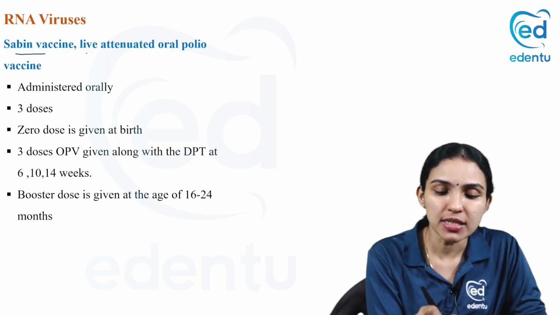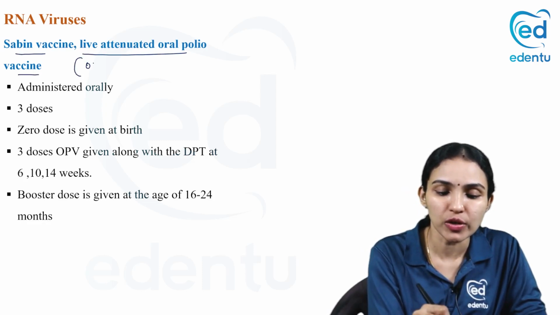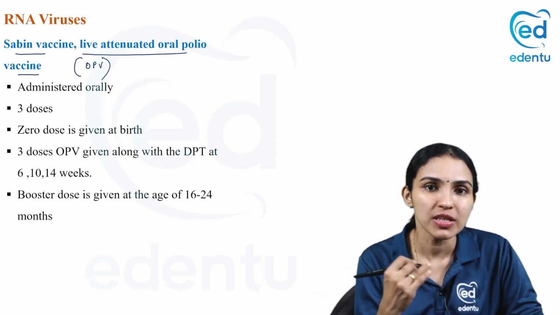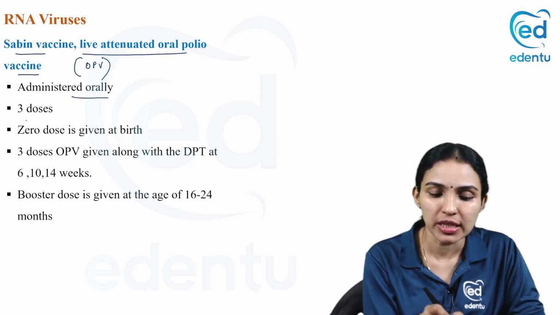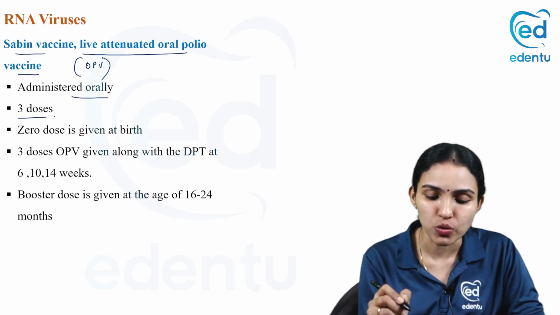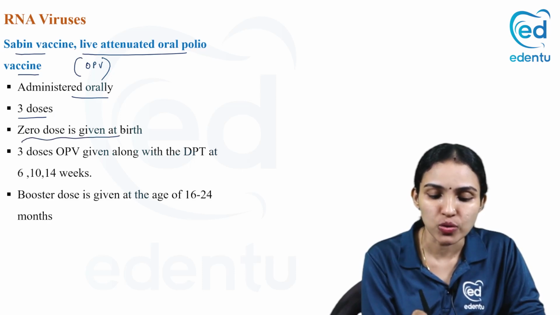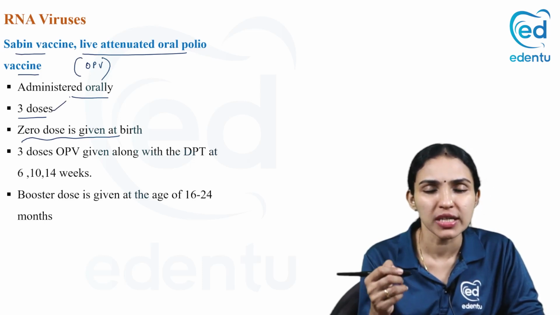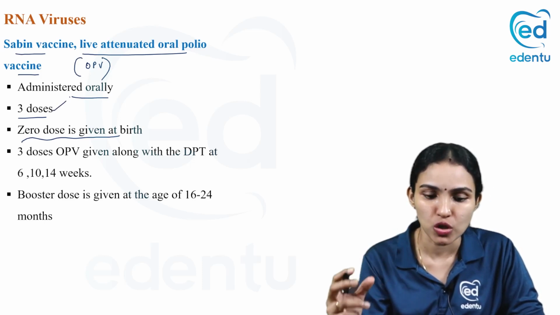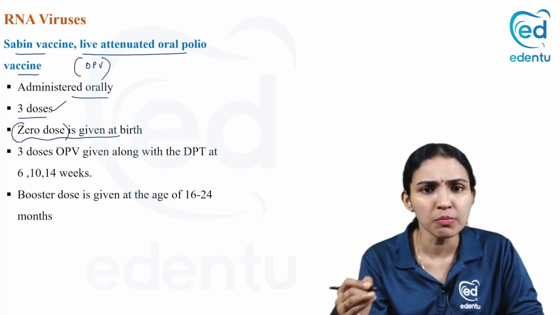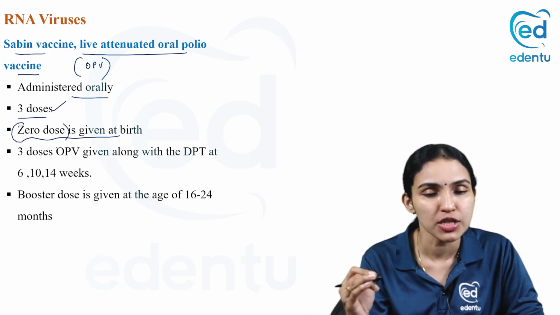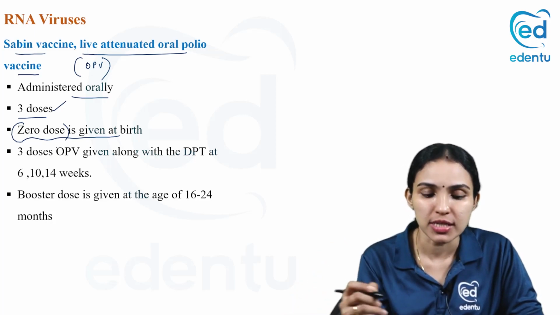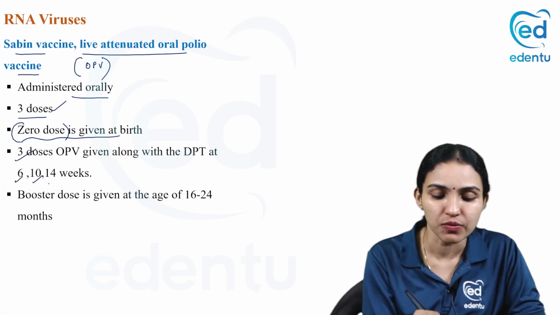Coming to Sabin vaccine or live attenuated oral polio vaccine, how will you abbreviate this? You can call it as OPV, oral polio vaccine. So the other one was IPV, this is OPV. This is administered orally. You give it in 3 doses. How will you give the doses? Actually you need a 0 dose. In India, in our national schedule, ideally it is recommended to be 3 doses, but in our schedule we give a birth dose also. It is called the 0 dose. Immediately after birth, you give oral polio vaccine to all children born in our country, and that is called the 0 dose of OPV. Following this, you give 3 more doses at 6 weeks, 10 weeks, and 14 weeks.